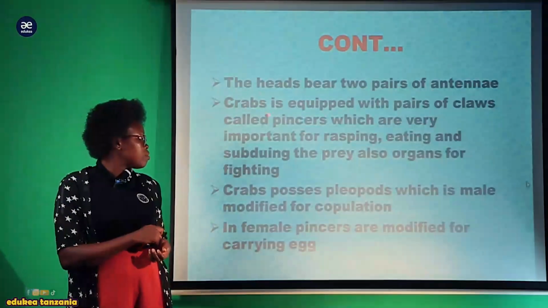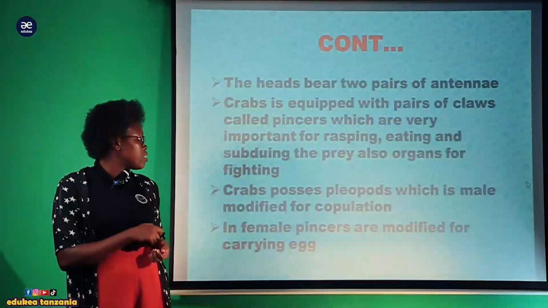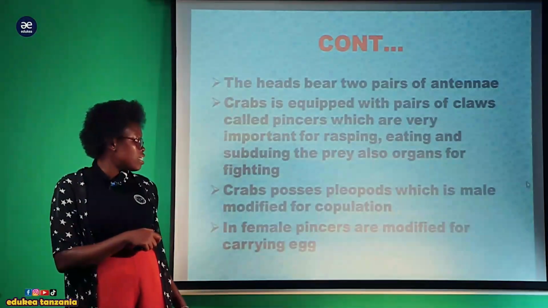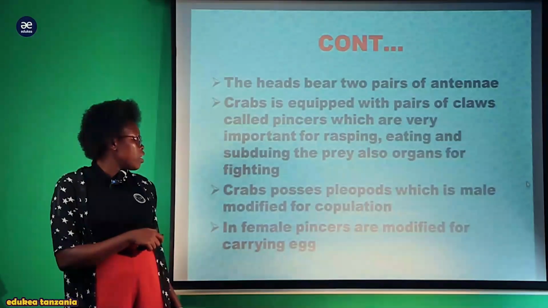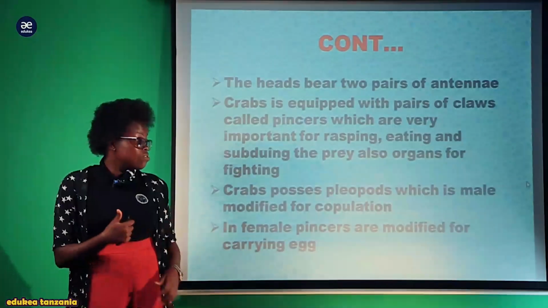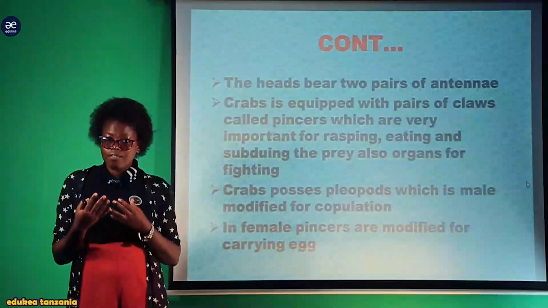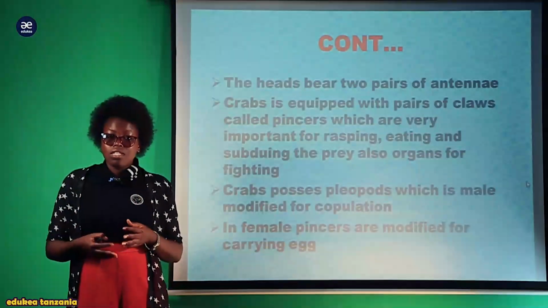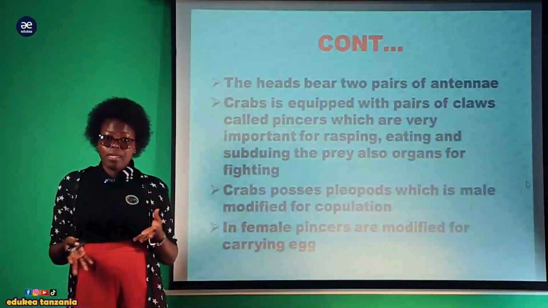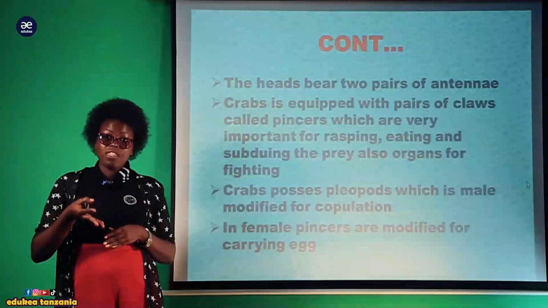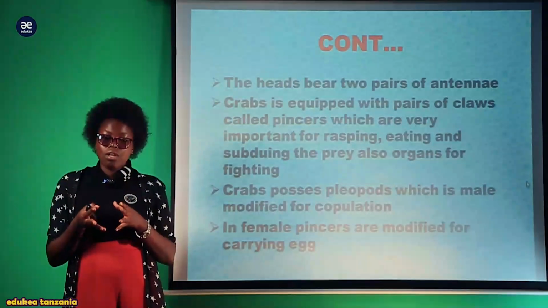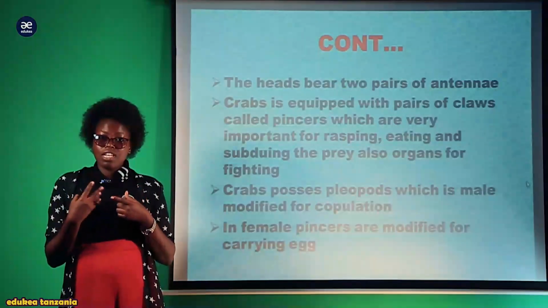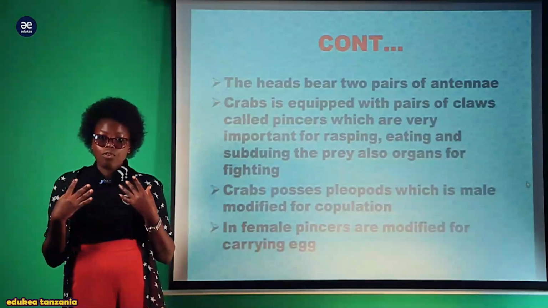Vile vile the crab is equipped with a pair of claws called pincers, which are very important for rasping, eating, and subduing the prey, also an organ for fighting. So as you see, these crabs also have pairs of claws. These pairs of claws have been formed from the appendages. So si kunasema kwamba wana appendages for walking. For those 4 pairs of walking legs, kuna moja ya appendages which has been modified for forming the claws.